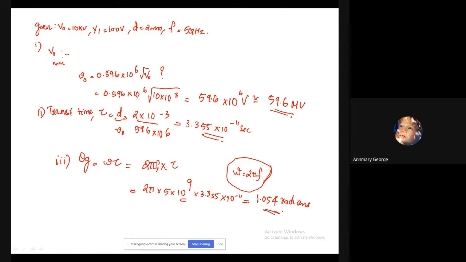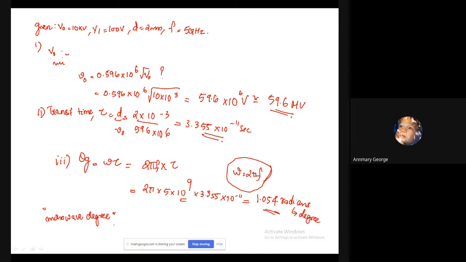Have you understood this much? Please respond. We have to convert this radians to degree. It's not an ordinary degree. We have to convert it to microwave degree.